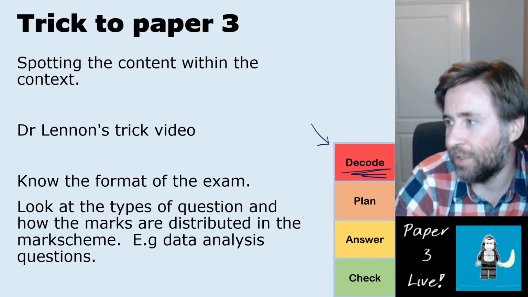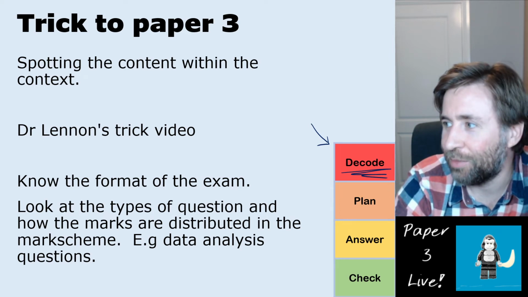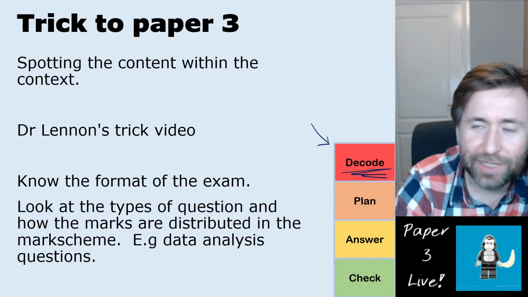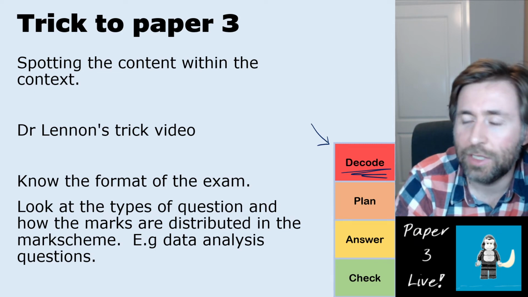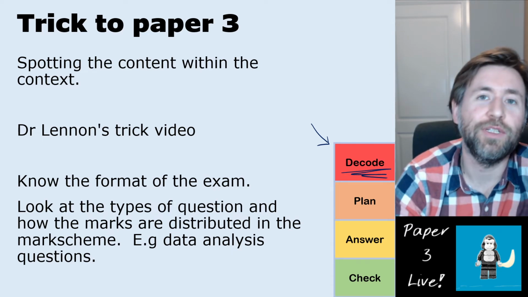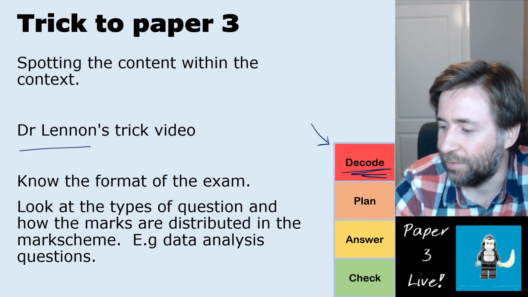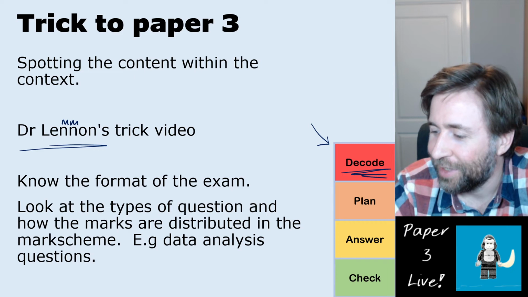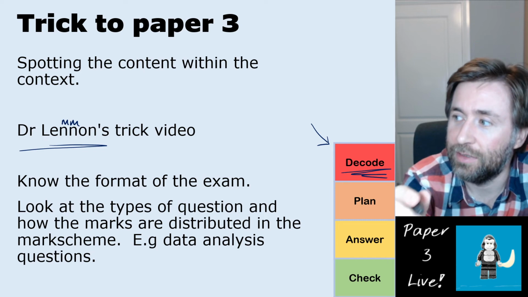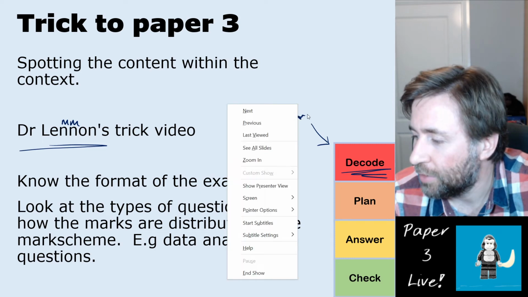Now, the 'trick to paper 3' video that I did a couple of years ago, I think it was last year, I can't remember exactly when it was, is a really good run through of lots of examples of times when they're giving you a difficult question, a difficult context, but actually the question is really easy. And the joke was that Dr. Lemon, sorry, Dr. Lemon, his trick was that he was very good at spotting the actual question, and the thing to decode, the thing that he was good at spotting, was look for the command words.